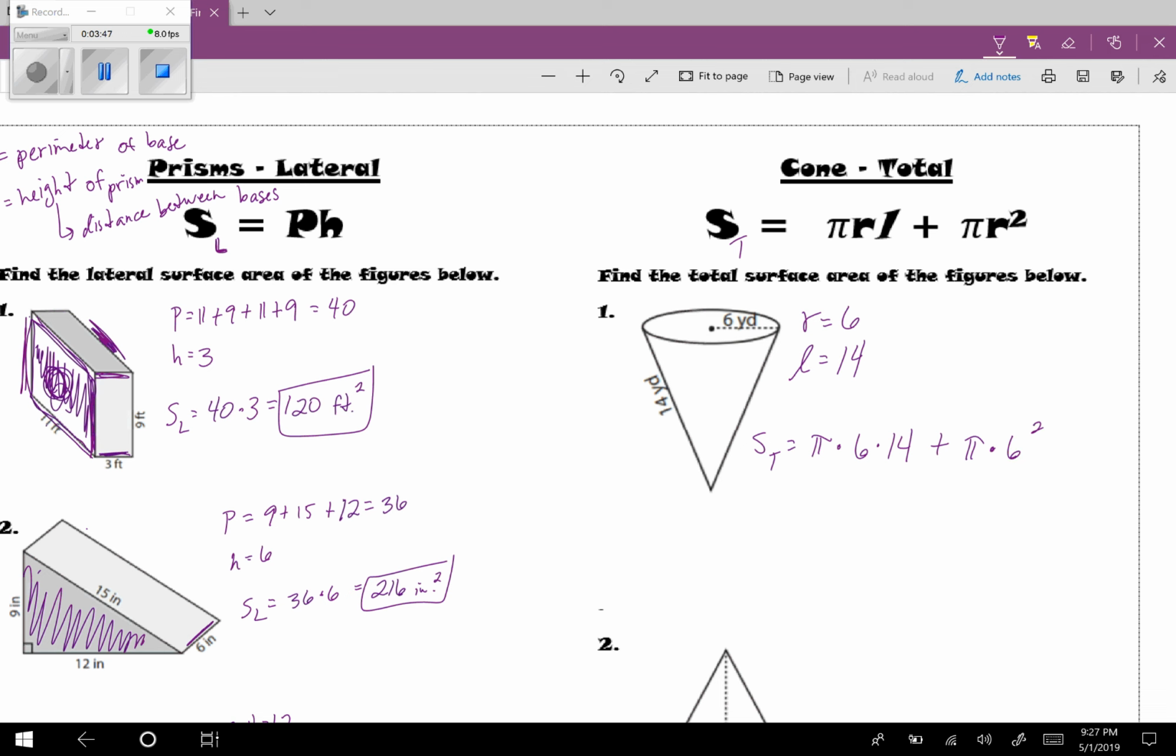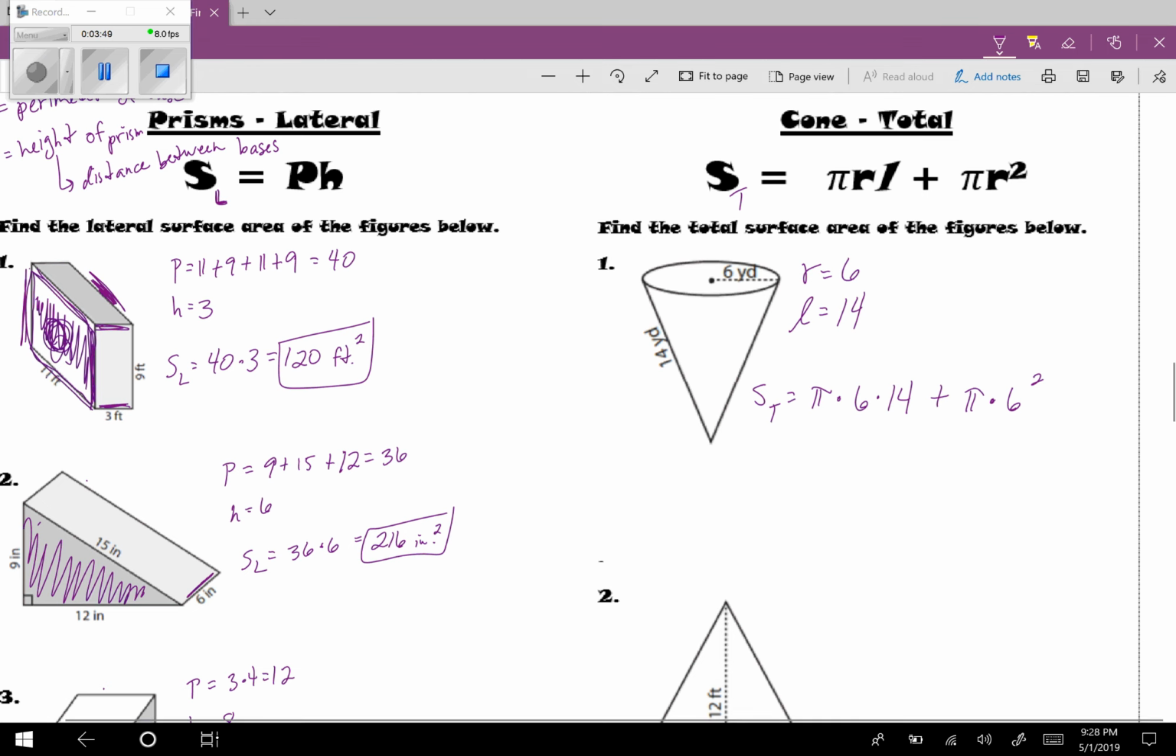Again, we're going to calculate these separately, just like we did when we were working with cylinders. So 14 times 6, that's 84 pi, plus 6 squared, that's 36 pi. When you add that together, 84 plus 36, you get 120 pi, and it's yards squared. If you do 120 times pi in the calculator and round it, you're going to get 377 yards squared.